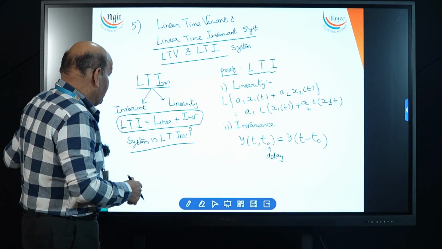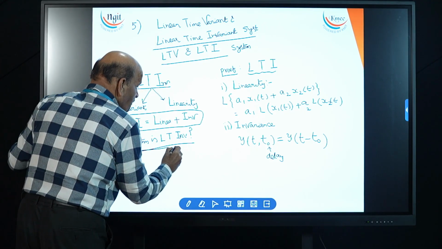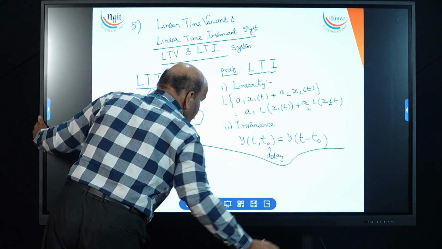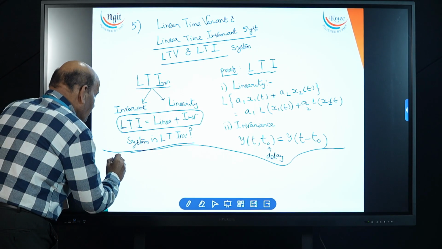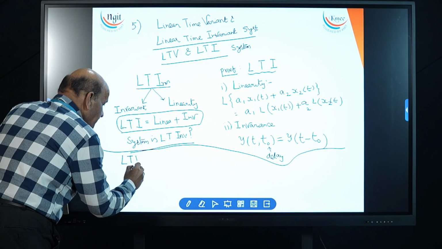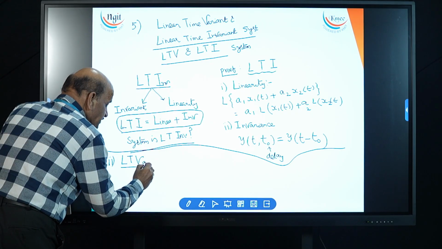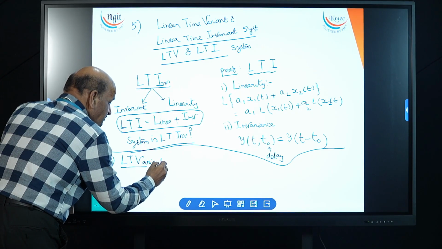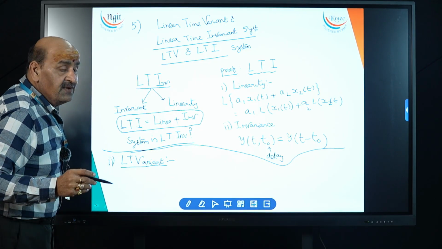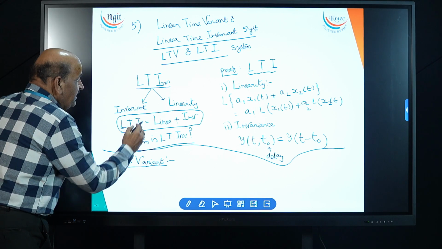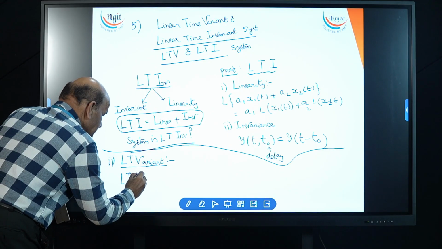Now, this is the first one. This is the linear time invariant system. Now, the next concept is called linear time variant system. The second concept is called linear time variant system. What is linear time variant system? That means it contains linear time variant system.